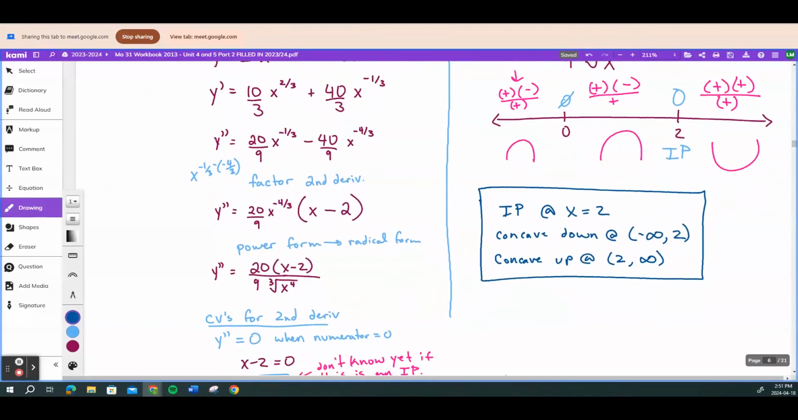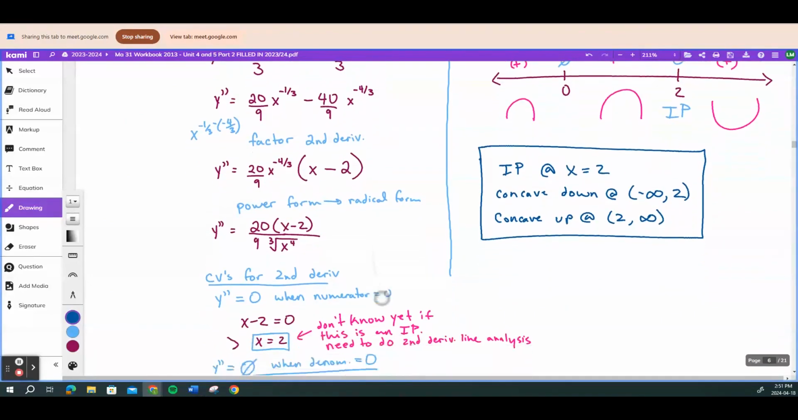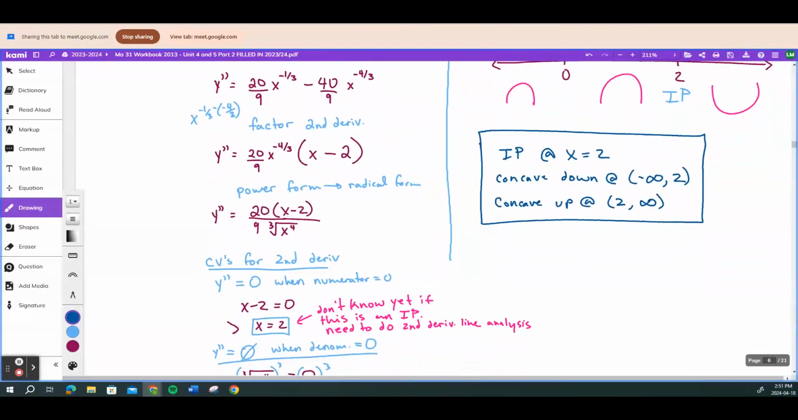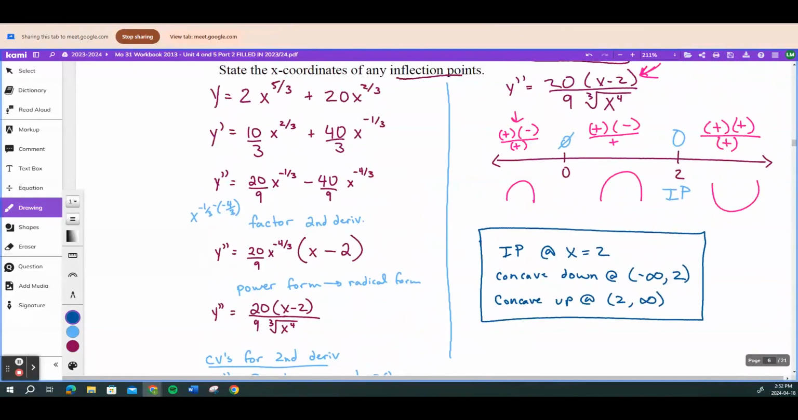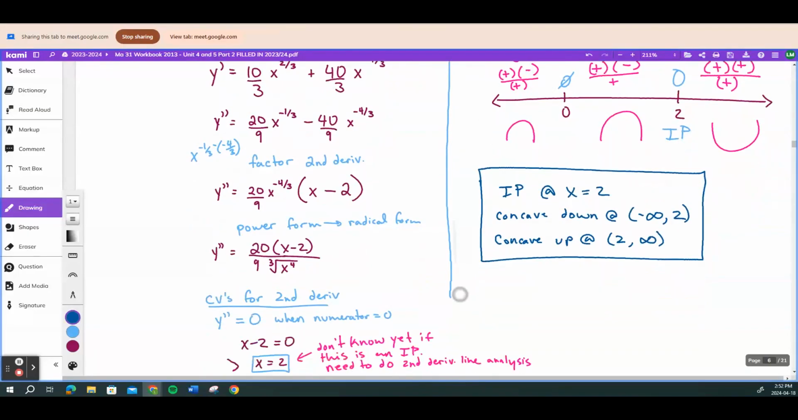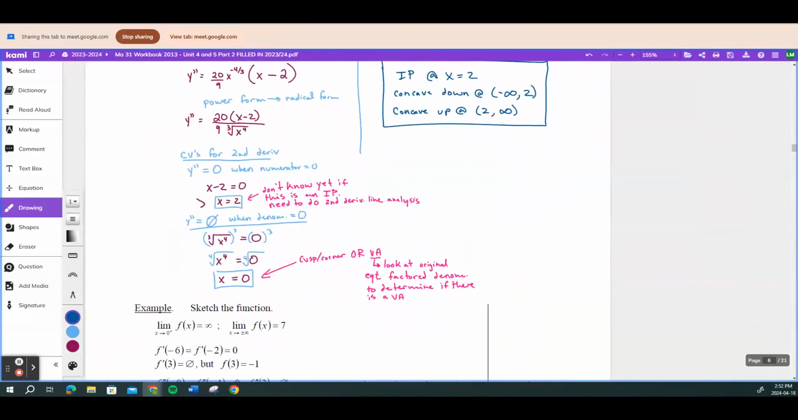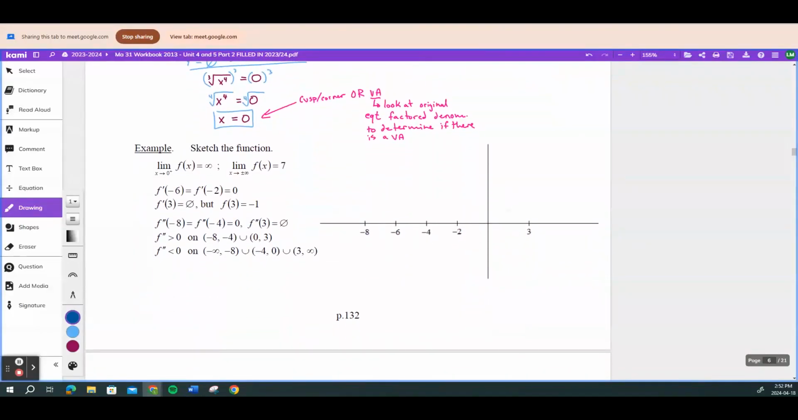Okay, so just don't be so quick to call your critical values for your second derivative inflection points. Make sure you do your second derivative line analysis, so this thing right here, to figure out for sure. Okay.